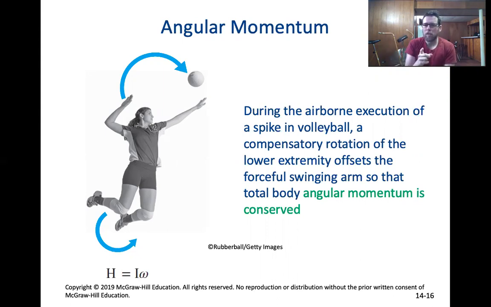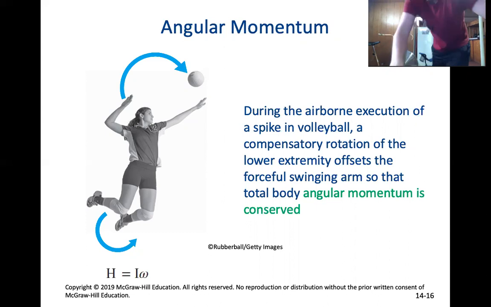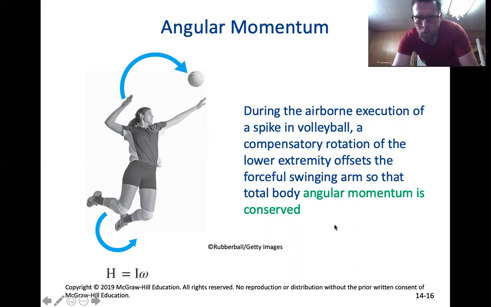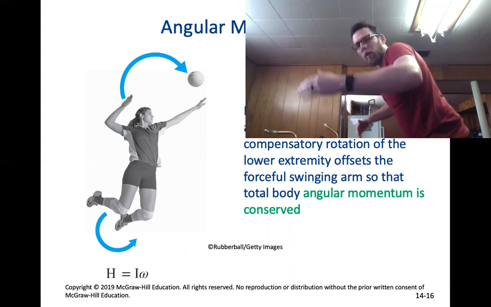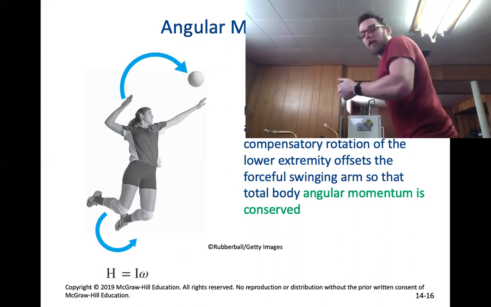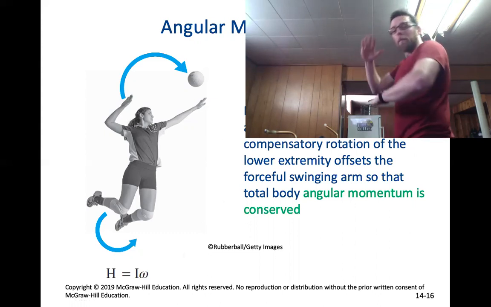Thankfully, momentum is always conserved, and your body does it automatically without you thinking. In order for a volleyball player to stay upright in the air when they swing their arm, they rotate their lower body forward as well. I know you guys really want to see me spike a volleyball, right? If I'm in the air and I throw my arm forward, it's going to want to make me rotate. So I kick my legs forward, which sends me back the opposite direction, and everything balances out.